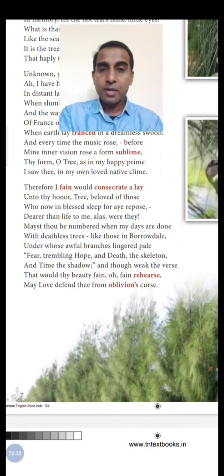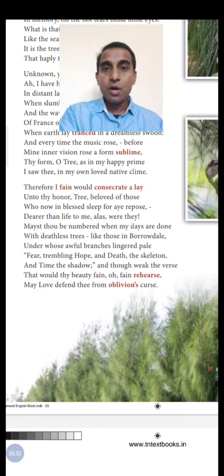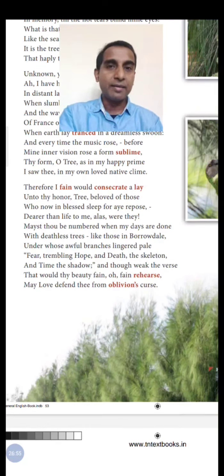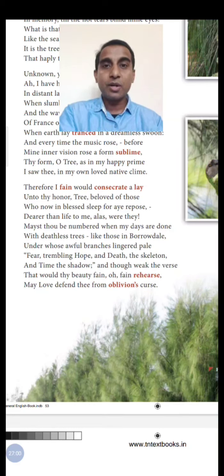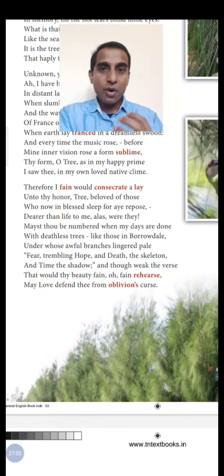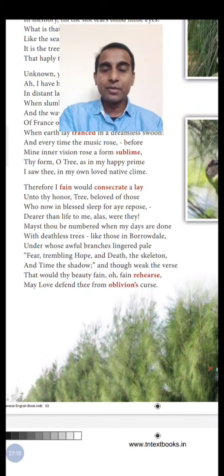Where they, mayst thou be numbered when my days are done with deathless trees. Now here, "mayst" is second person singular, like "you". So she's telling the tree, you will be numbered when my days are done with deathless trees. Now she's addressing the tree that we all will leave you and go. All the people who played are no more. Tomorrow even she might go. But she wants the tree to be there forever. She knows that is not possible, but that is the dedication or the tribute which she wants to make to the tree. She wants the tree to be immortal. It should not decay at all, like those in Borrowdale, like the trees which are in Borrowdale.